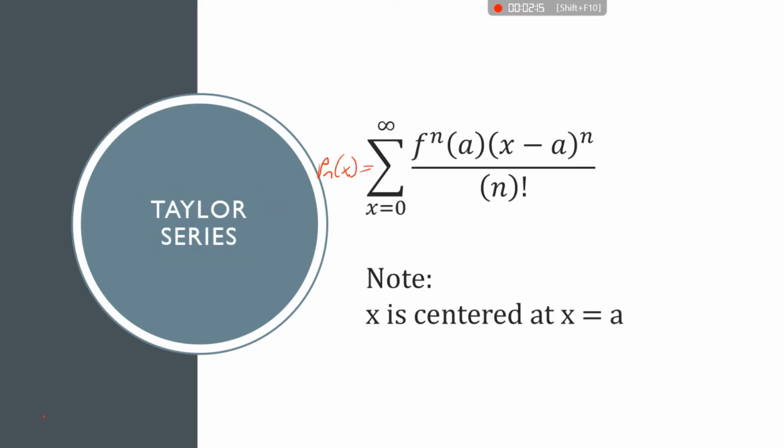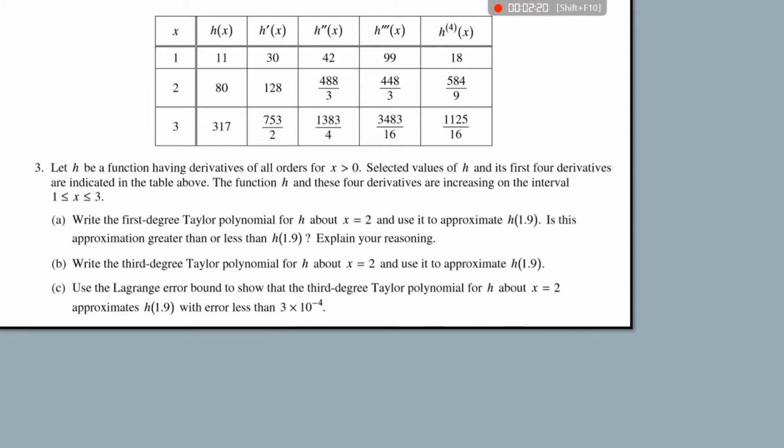So it's as big as this could possibly be for any value that you plug in. Okay, any questions on Taylor series? Nope. Cool, let's take a look. So we've got this function h, which has all of these derivatives above. So we've got the first 4 derivatives at 3 different x values. And we're told that h and all 4 derivatives are actually increasing on this interval from 1 to 3. So the first thing we want to do is write a first degree Taylor polynomial for h about x equals 2 and use it to approximate h at 1.9.